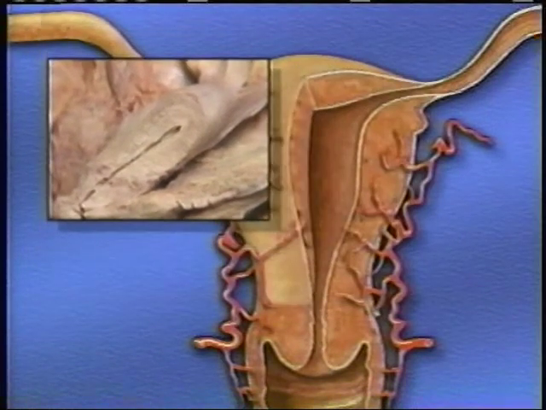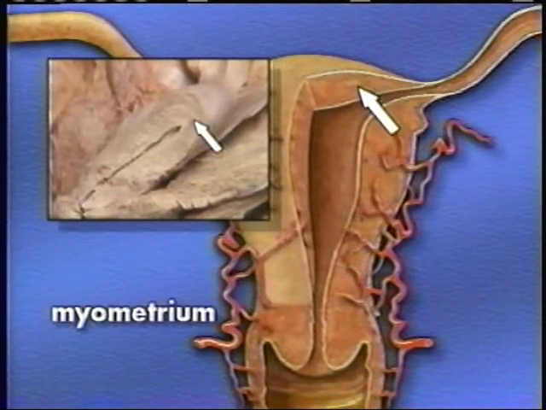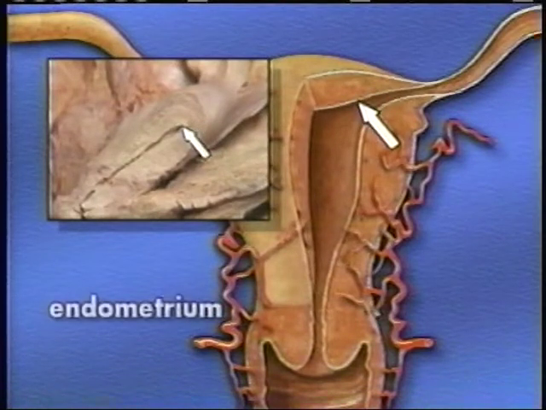The outer covering of the uterus is the layer of visceral peritoneum called the perimetrium. The myometrium, a thick layer of smooth muscle important during childbirth, forms most of the substance of the uterus. The innermost layer, the endometrium, lines the uterine cavity.